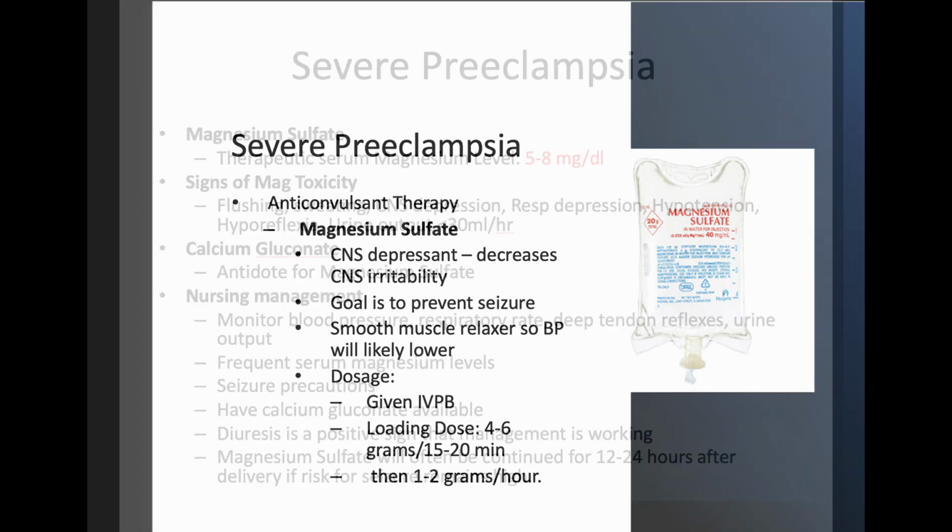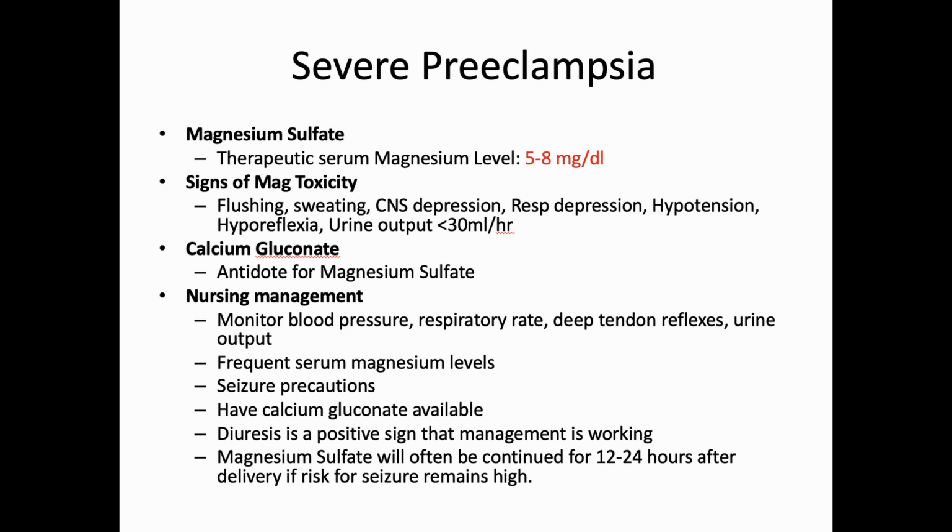Really have to know everything there is to know about magnesium, right? What our levels are. We really are looking for a range of 5 to 8. Know your signs of mag toxicity. So this is what I'm saying. Don't confuse this with your signs of preeclampsia or severe preeclampsia. This is different, right? So this means we've gone too far in the other direction. We've given them too much magnesium, and now they have mag toxicity.